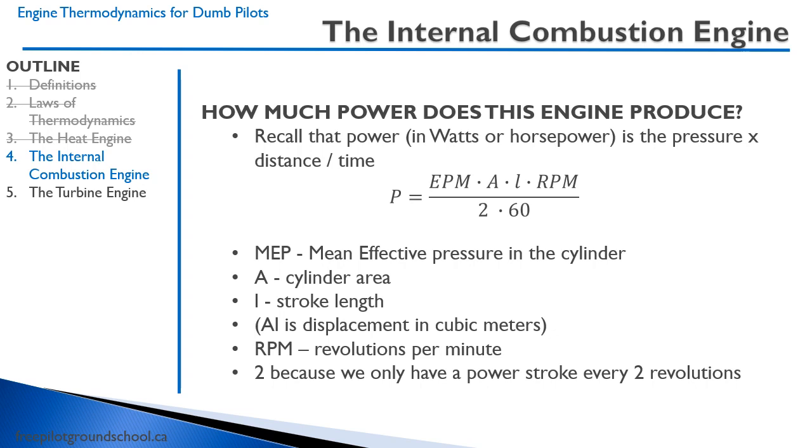And then you divide it by 2 because we only have a power stroke every 2 revolutions, and 60 because we have revolutions per minute, but we want to talk about it in seconds. Okay, so that's our little derived formula. We can figure out how much power the engine produces.